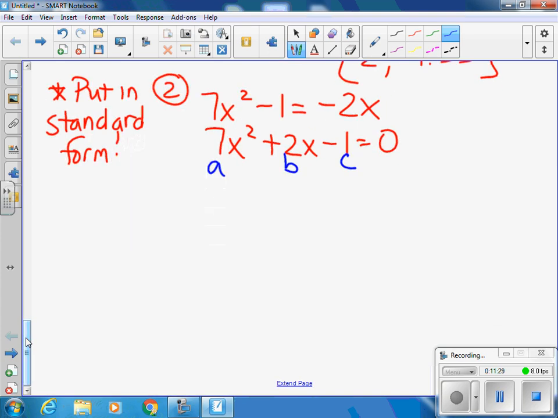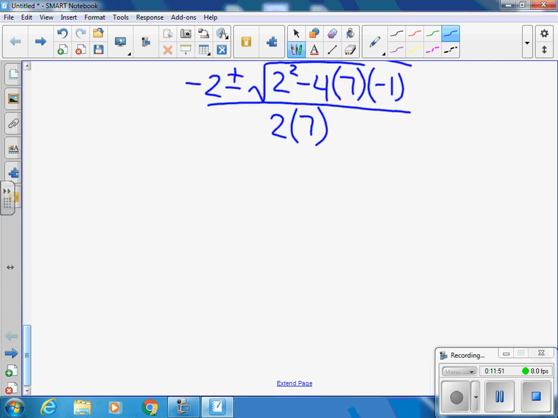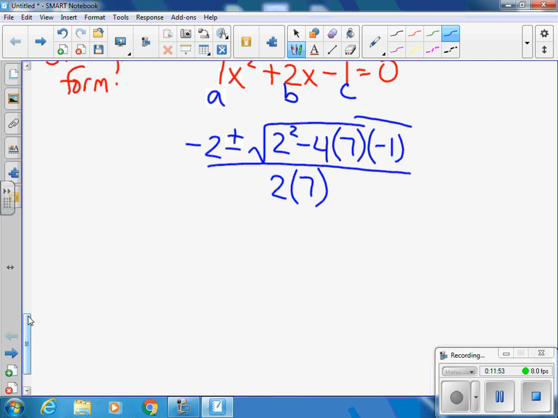All right, so for negative b, that would be negative 2 plus or minus the square root. B squared is 2 squared minus 4 times a, which is 7, times c, which is negative 1, divided by 2 times a, which is 7. So again, clean it up so that you have one number under the radical sign and the bottom doesn't have multiplication still left on it. And then you can use your calculator from there.